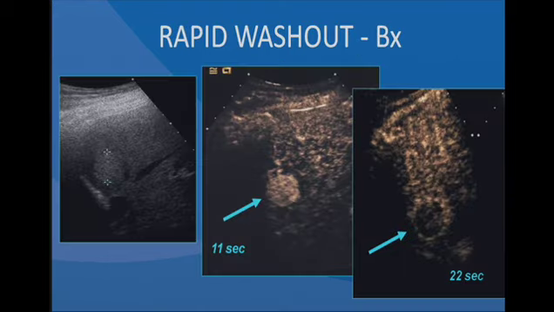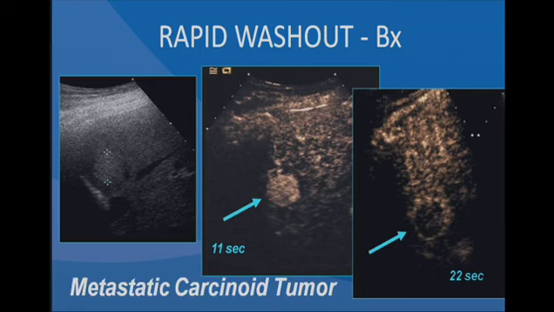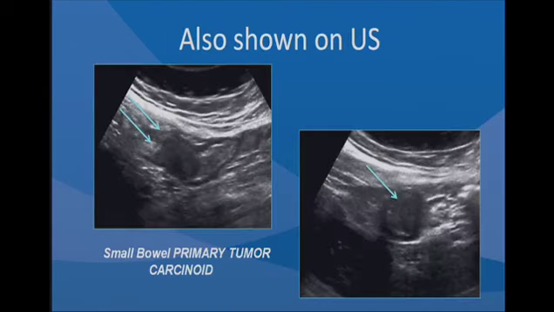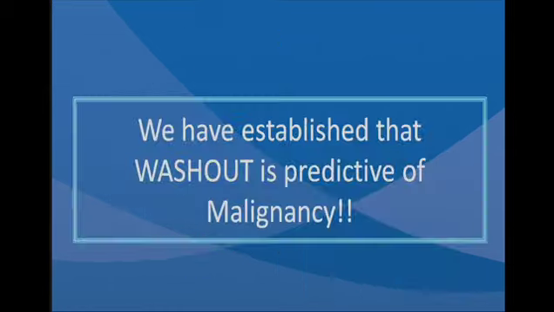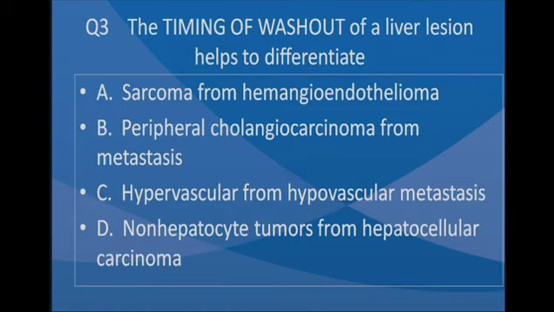And so when we have this kind of tumor, hypervascular with that washout, we do the biopsy, and this is a metastatic carcinoid tumor. We show also on that ultrasound a small bowel primary tumor shown here as a hypovascular mass arising from the bowel wall. So what have we shown so far in the cases we've looked at? We have established that washout is predictive of malignancy.